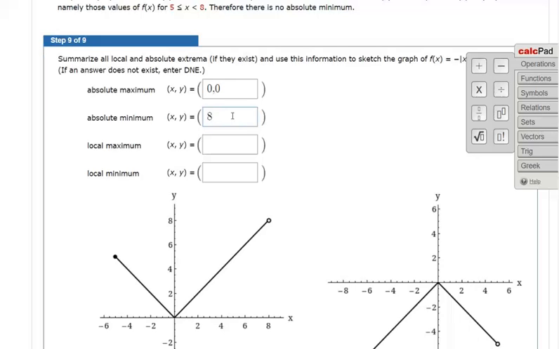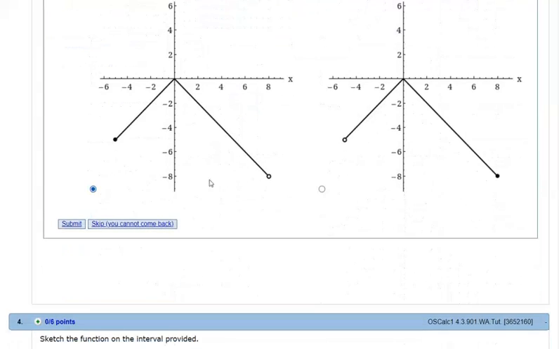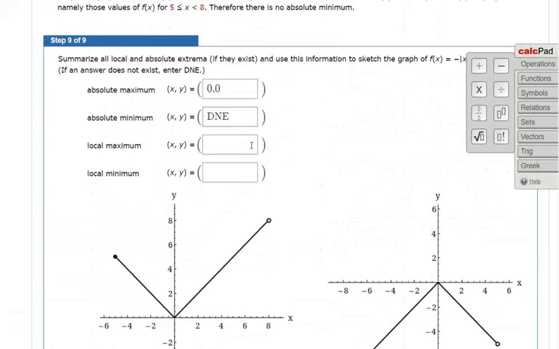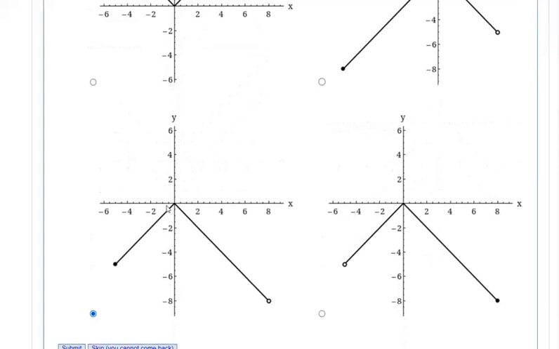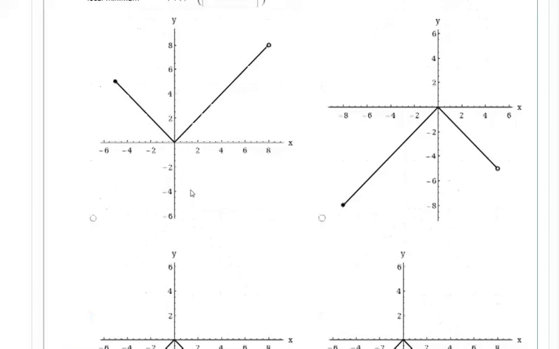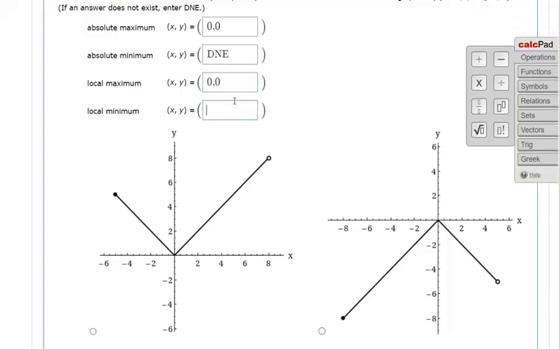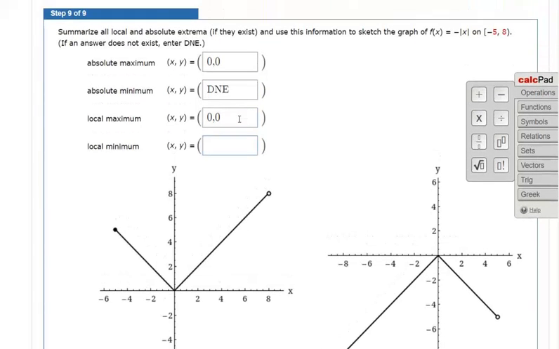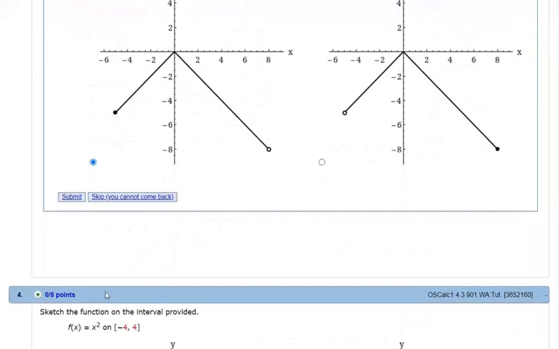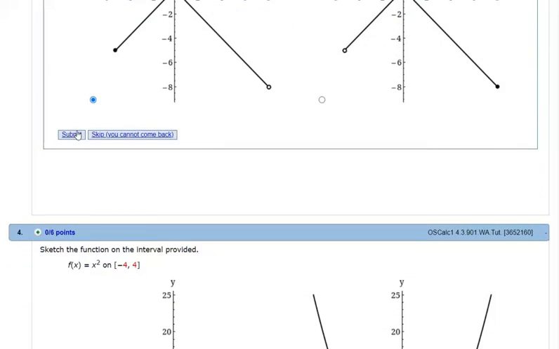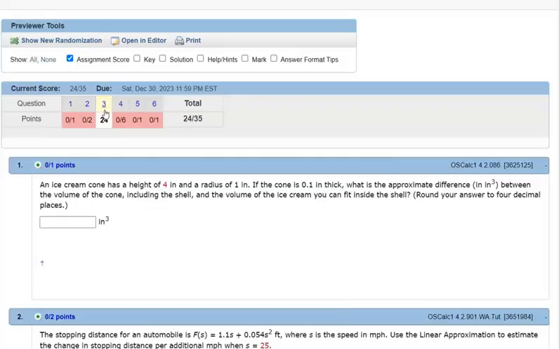Actually, it might be D and E. Let me think about that. I don't think there is an absolute minimum because you never quite reach -8. You get infinitely close, but you never reach it. A local maximum would be highest value on some sort of interval, some sort of equal interval around it. It only has a local maximum, does not have a local minimum other than the endpoint. Okay, that's it.